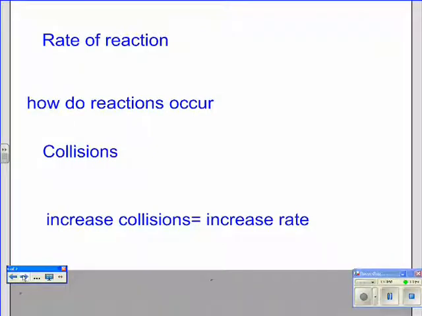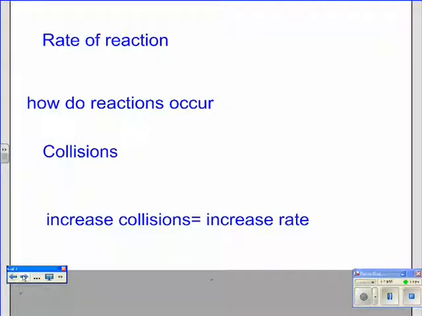Now, just because a reaction occurs doesn't mean that it's usable. We have to be able to influence the rate of the reaction. Sometimes reactions happen too fast. Sometimes they happen too slow. So we have to be able to make these reactions occur at the rate that we want them to.